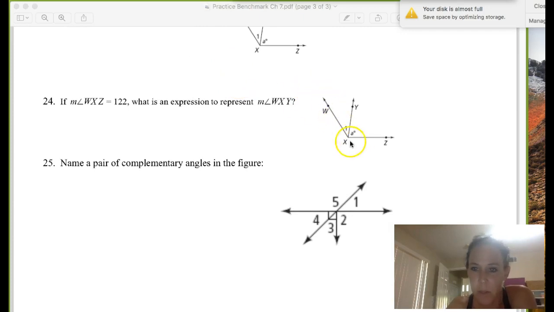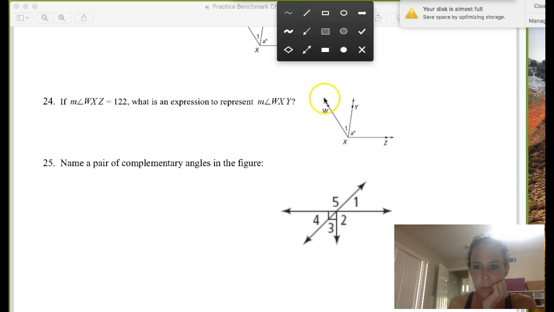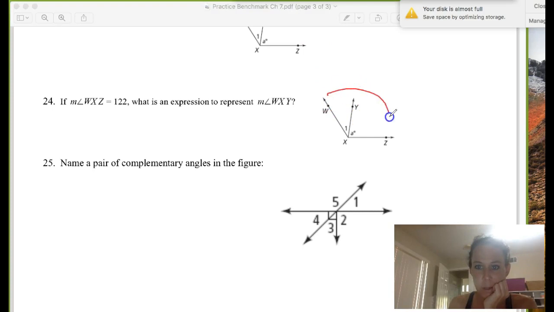If WXZ is 122, what is an expression to represent the measure of angle WXY? So we want an expression to represent this. Well, they've told us that this whole thing here, well, I missed my thing. Okay, they told us this whole angle here has a measure of 122 degrees, and that should have degrees there. Sorry about that.